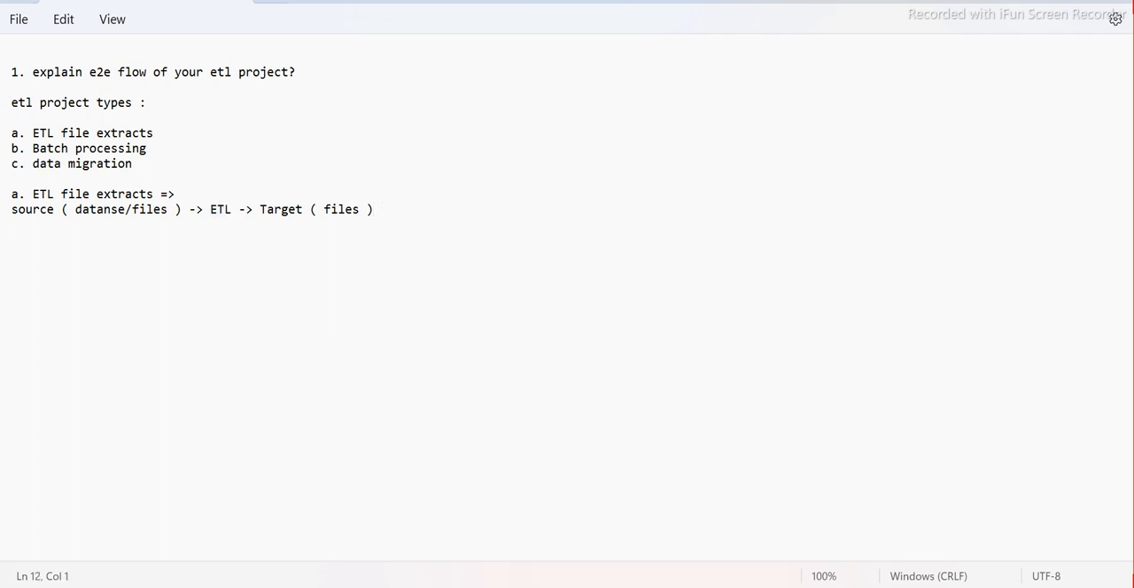And the very example of this kind of ETL project is basically where there is a file that is getting delivered to some locations, to some of the subscribers. So for example, let's say there is a bank, okay? Let's say there is a bank called ABCD Bank, all right? This is a bank.